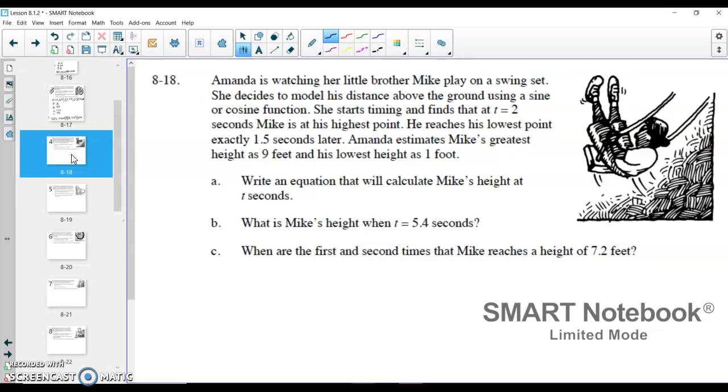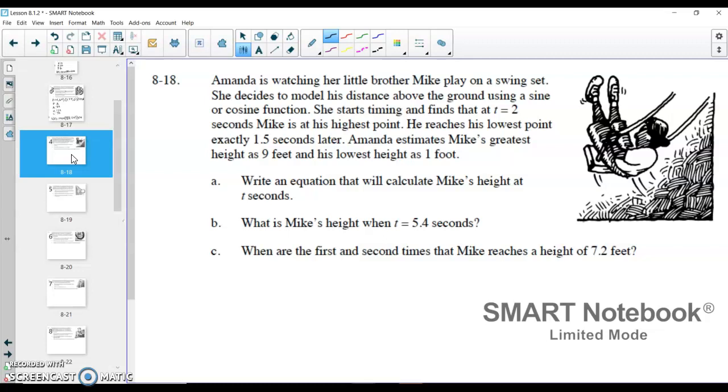So in 8-18 it says, Amanda is watching her little brother Mike play on a swing set. I don't really need to read it, you can pause it and read it yourself. The big part is that she finds out that at t equals 2 seconds, Mike is at the highest point, and he reaches his low point 1.5 seconds later. The greatest height is 9 feet. The lowest height is 1 foot.